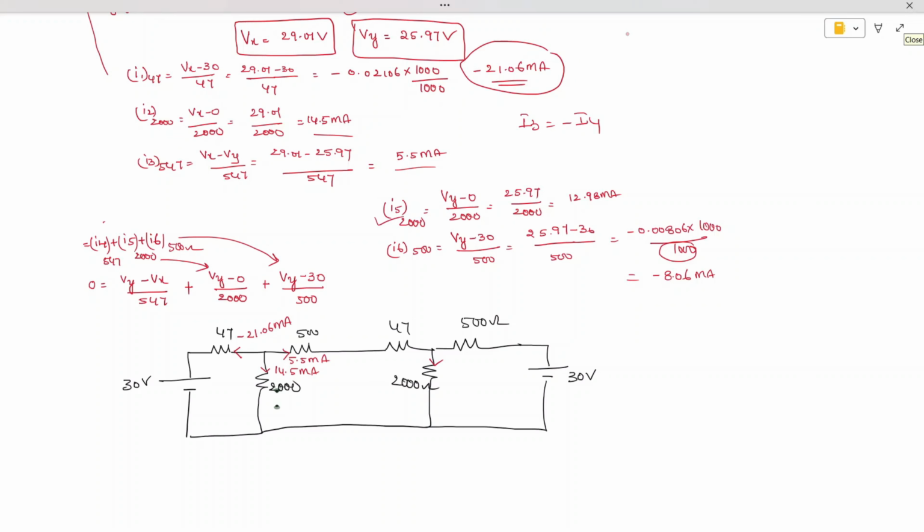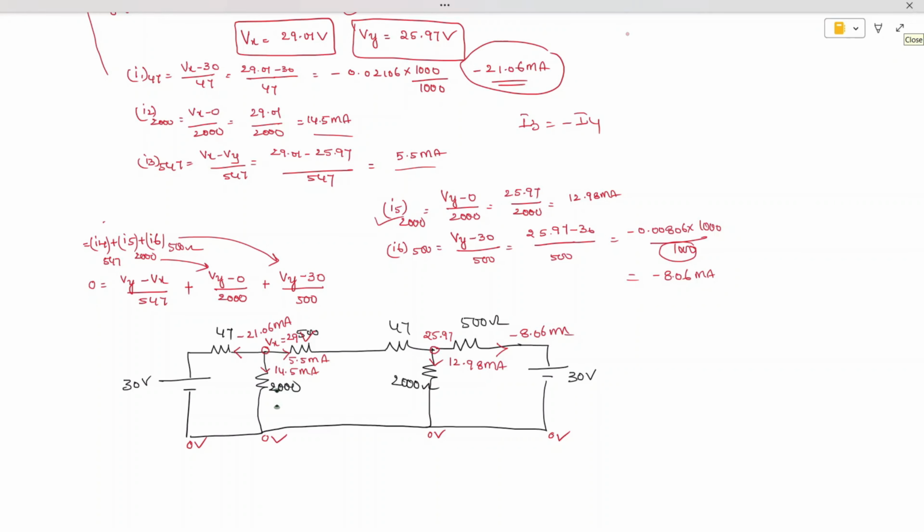The current flowing in this 2000 is how much? 12.98 milliamperes. The current flowing in this branch is minus 8.06 milliamperes. Already we found the value of Vx, which is 29 volts, and Vy, which is 25.97 volts. This is zero potential, zero potential, zero potential, and zero potential. So here we have all the currents in each branch.